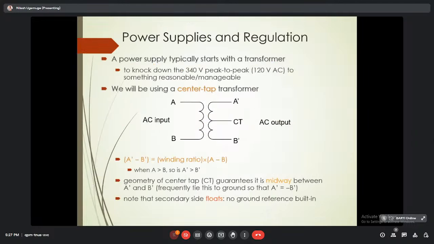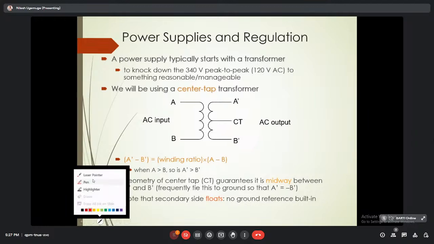Now let us come to this. The most important parameter is power supplies and regulation. As I mentioned in the very first slide, as I discussed the basics, the basic difference between electrical and electronics engineering is that they always differ from each other only in the application of power supply. Now you can see a power supply typically starts with a transformer. If I wish to say what the major components of a power supply are, I just want to use the pen.